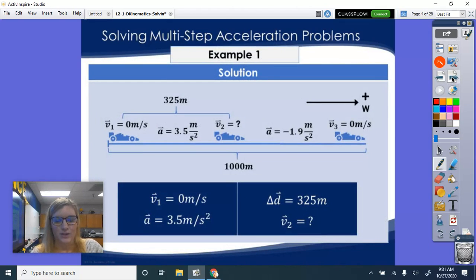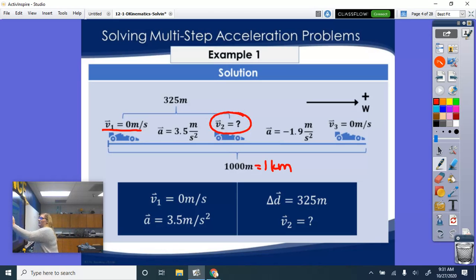So here's kind of what it looks like in picture form. Starting from rest, we're accelerating through 325 meters of the 1,000 meter track. This was changed from 1 kilometer over to meters so that we keep the units consistent. And we need to solve for V2.